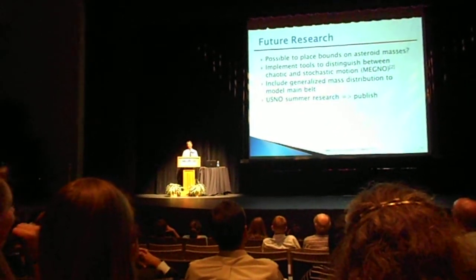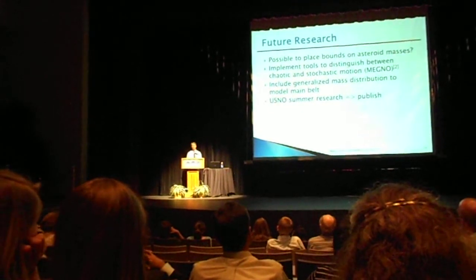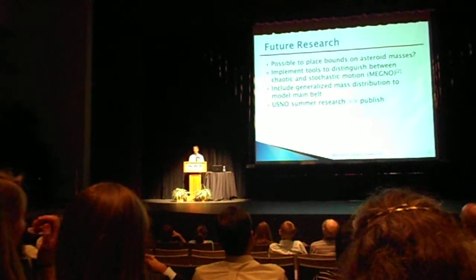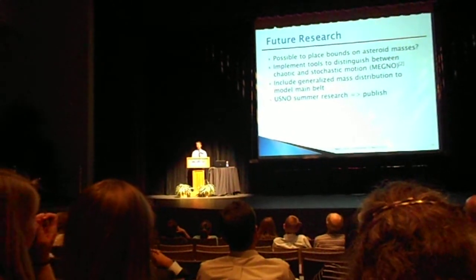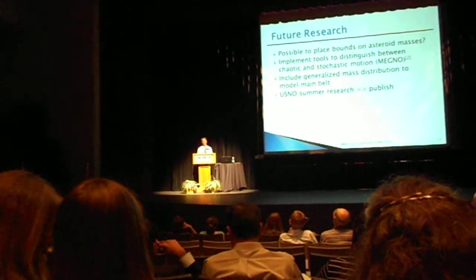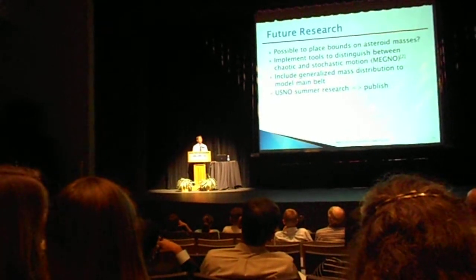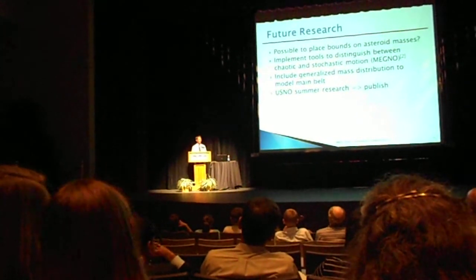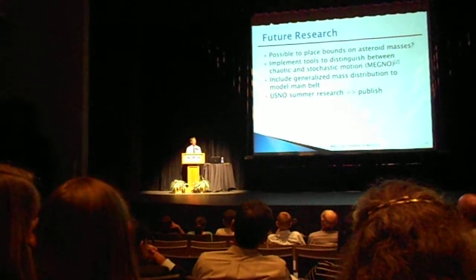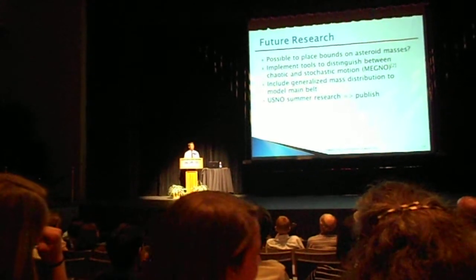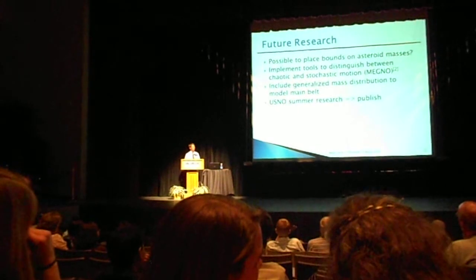And in the future, I actually plan to implement something called the MEGNO indicator. MEGNO stands for mean exponential growth of nearby orbits. And it's a numerical tool to quickly and efficiently calculate whether or not an orbit or a system is stochastic or chaotic. Also in the future, I plan to implement the smooth mass distribution. And I'll actually be at the Naval Observatory this summer where I hope to complete this research.